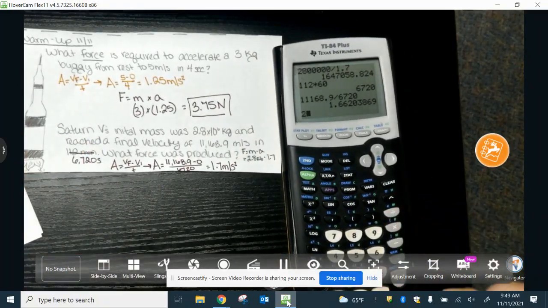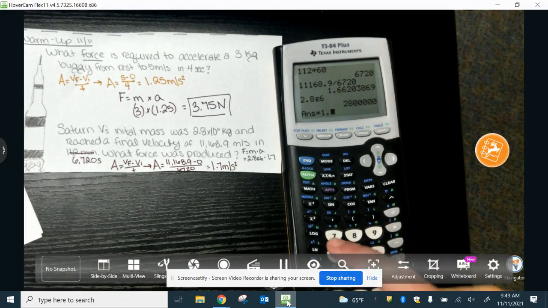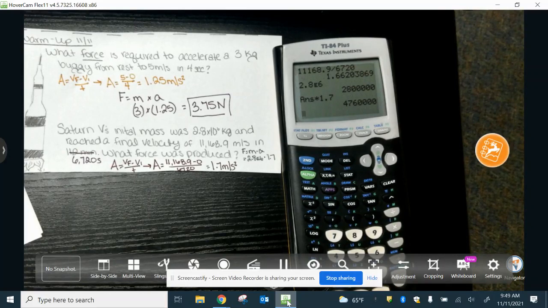I'm going to do 2.8. Now that times 10 to the 6th power. If I hit my blue second and my comma button, it gives me that little E. That's that times 10. So I can just put 6. Could we just put times 10? You could, but this is a lot easier for me. And it gives it to me. Okay, so then I'm going to do times 1.7. That's my answer.